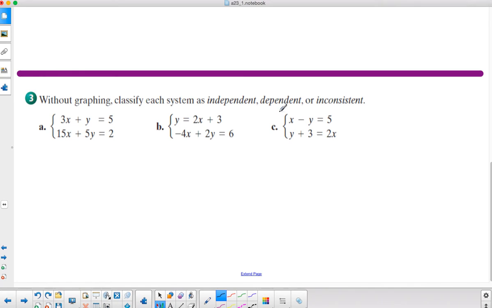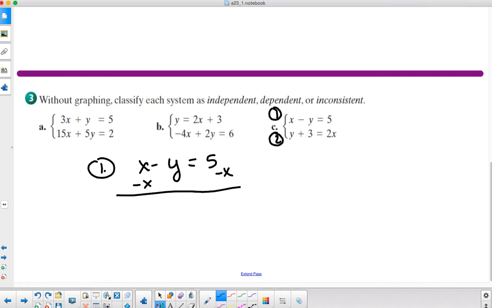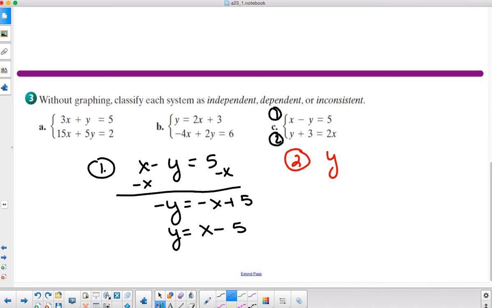Okay, so this is equation 1. This is equation 2. So equation 1, solving that for y, we're going to subtract x. So x minus y is 5. We subtract x, leaving us with negative y is negative x plus 5. Can't have a negative, so we have y equals positive x minus 5. Then we have the second equation. We have y plus 3 is 2x. Subtract 3 from both sides, and you have y equals 2x minus 3.